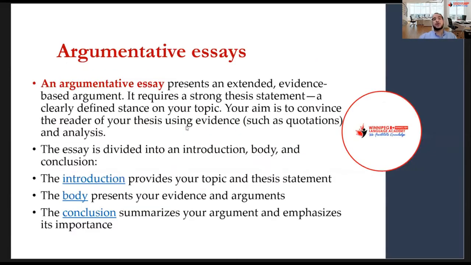We have a bigger topic, which is the argumentative essay. An argumentative essay presents an extended evidence-based argument. Evidence-based means you have evidence. It requires a strong thesis statement, and we talked about how you can write a strong thesis statement, a clearly defined stance, a clearly defined position on your topic. So you say, I see it's negative, or I see it's positive, or sometimes I see it could be positive or negative. Your aim is to convince the reader of your point of view.